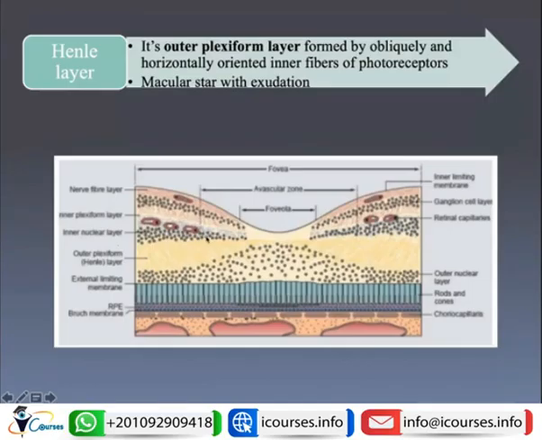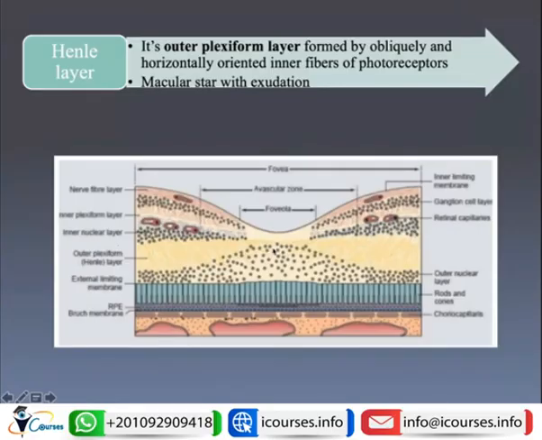So they become more oblique and more horizontal. We know that it is formed by the inner fibers of the photoreceptors, but they become more oblique and more horizontal, not vertically oriented. So they appear as if they are radiating from the fovea.